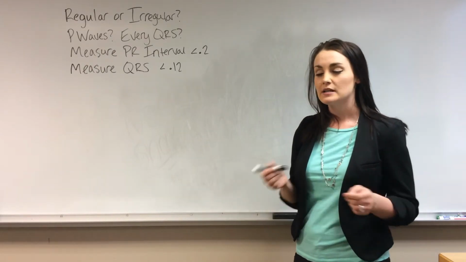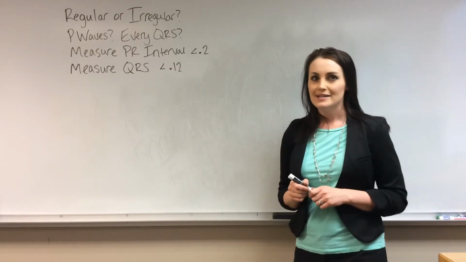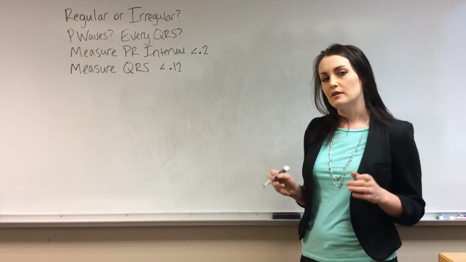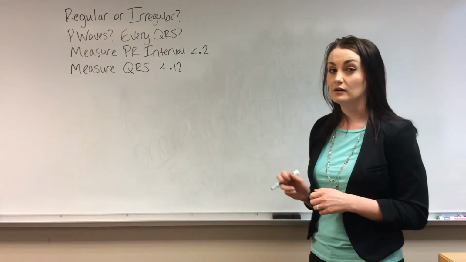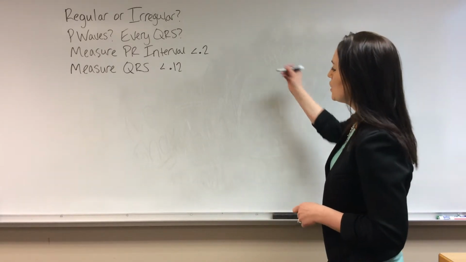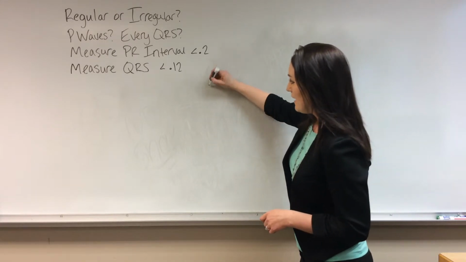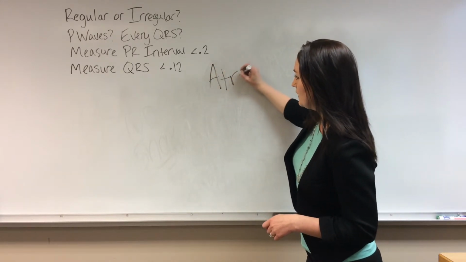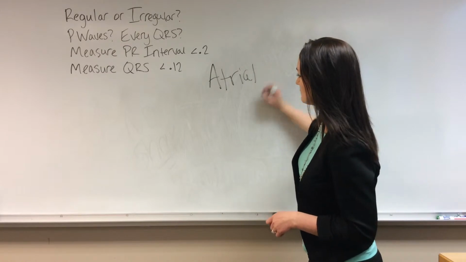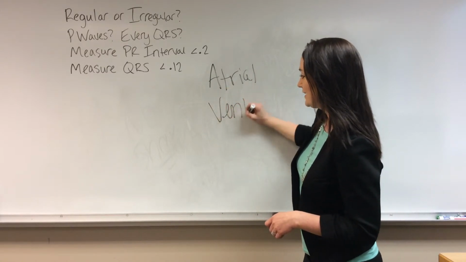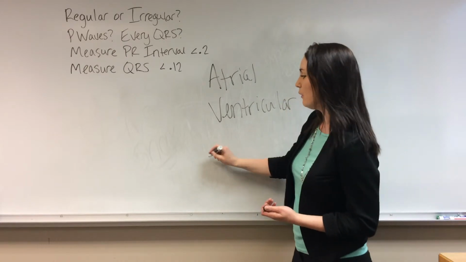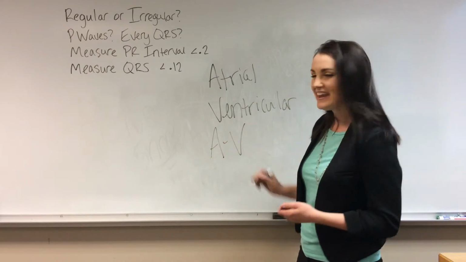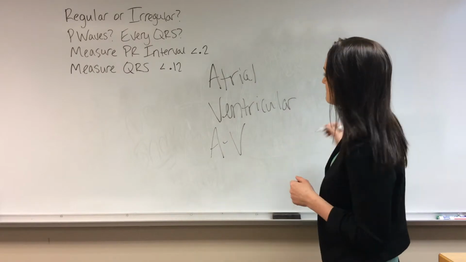touch on pacemakers. And this was not in depth, but I just want to show you the different types of pacing and how they might be depicted on an electrical reading. So you can have atrial pacing, you can have ventricular pacing, or you can have both. We'll call it AV dual pacing.